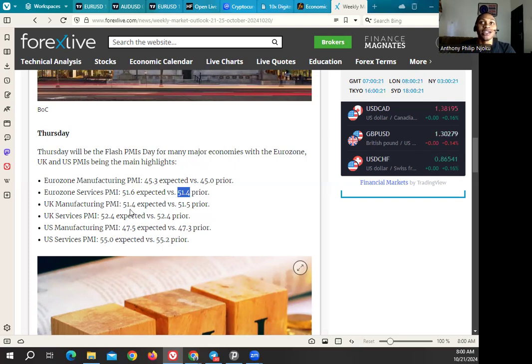Then on the UK side, we have 41.4 expected against 41.5, which is bad for the manufacturing PMI. Then on the service PMI, we have 52.4 against 52.4, which is neutral. Then for the US, we have 47.5 against 47.3, which is good for dollar. And then for the service PMI, we have 55.0 against 55.2, which is bad for dollar.